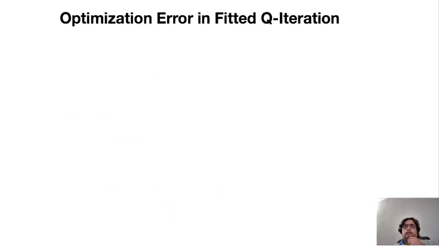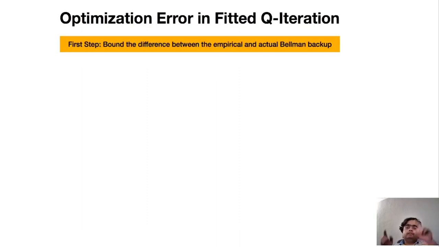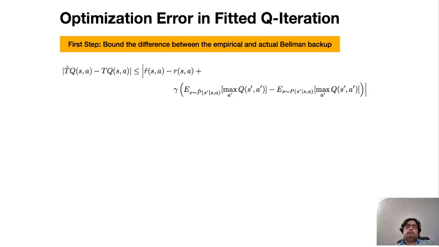Okay, so now let's go into our analysis. So the first step, as we did for the generative model, we'll bound the difference between the empirical backup and the actual backup. Back then, in the generative model setting, we bounded the difference between P hat and P, which is the empirical dynamics model and the actual dynamics model. Here we'll do the same thing, but since we're not directly using the dynamics model, but we're using the Bellman backup operator, we'll talk about the difference between the Bellman backup operators. So what we'll do is we'll bound T hat applied to Q and T applied to Q.